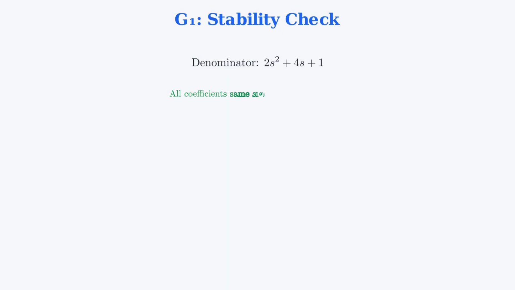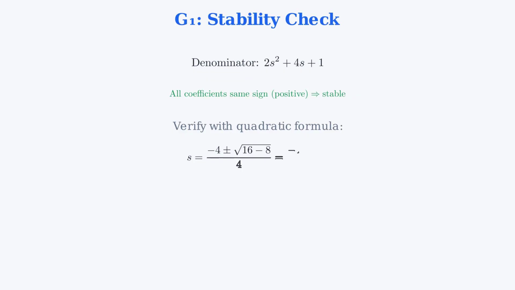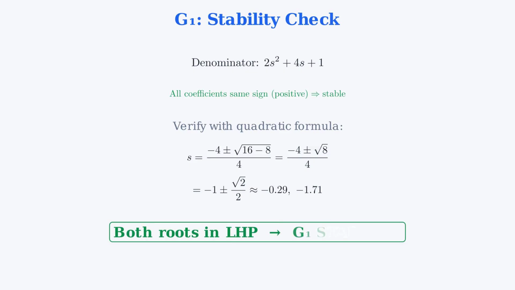Check stability of g1. The denominator is 2s squared plus 4s plus 1. For a second-order polynomial, there is a quick rule. If all three coefficients have the same sign, the system is stable. Here all three are positive, so g1 is stable by inspection. This shortcut comes from the Routh-Hurwitz criterion applied to a second-order polynomial. The first column of the Routh array is just the three coefficients themselves, so no sign change means no right half-plane pole. Let us verify with the quadratic formula for certainty.